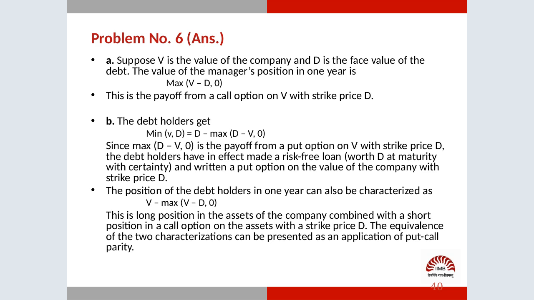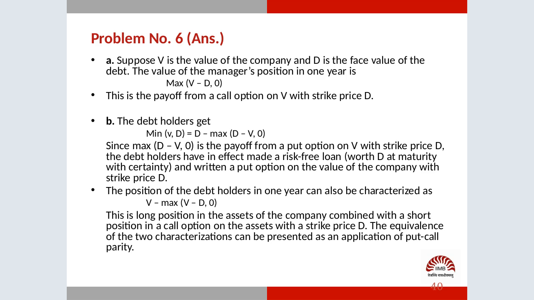So on maturity, what will happen? How much will you pay? Max of V minus D and 0. If V is greater than D, remember, if the value of the firm is greater than the value of the debt, you will pay that out. So that will give you V minus D. If D is greater than V, then V minus D is negative, but you will lose the company, therefore it becomes nothing but 0. So this is basically a payoff from a call. Therefore this translates to be nothing but the payoff from a call option on V with a strike price D.